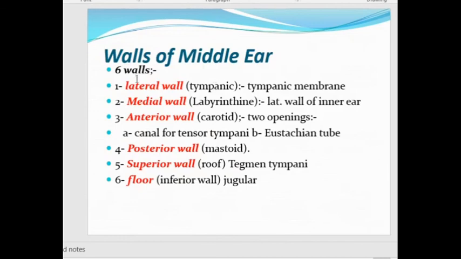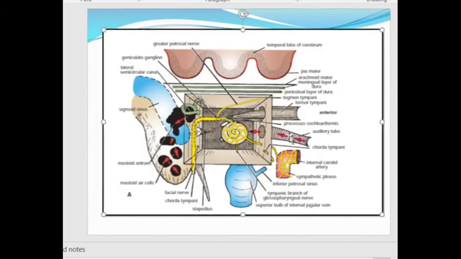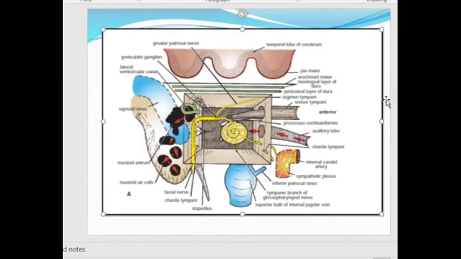So the walls of the middle ear, we have 6 walls. The lateral wall is called the tympanic, يعني tympanic membrane. Medial wall اللي هو labyrinthine, اللي هو lateral wall of the inner ear. The anterior wall is the carotid, with 2 openings, one for tensor tympani, one for Eustachian tube. Posterior wall is called the mastoid. Superior wall is called the roof or the tegmen tympani. The floor is the jugular wall. هذا طبعا راح كل شيء يلخص لكم الموضوع.